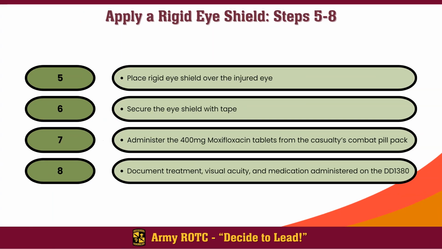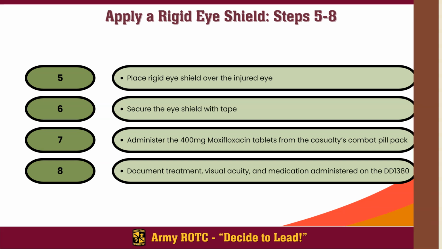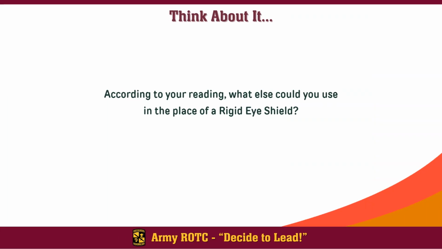At that point, you're going to place that shield over the injured eye and secure the eye shield with tape. Then you're going to have them take 400 milligrams of moxifloxacin tablets from their combat pill pack, which you can find in their IFAK or improved first aid kit. And then you'll document the treatment, their visual acuity, and any medication administered on that TCCC card or the DD 1380.